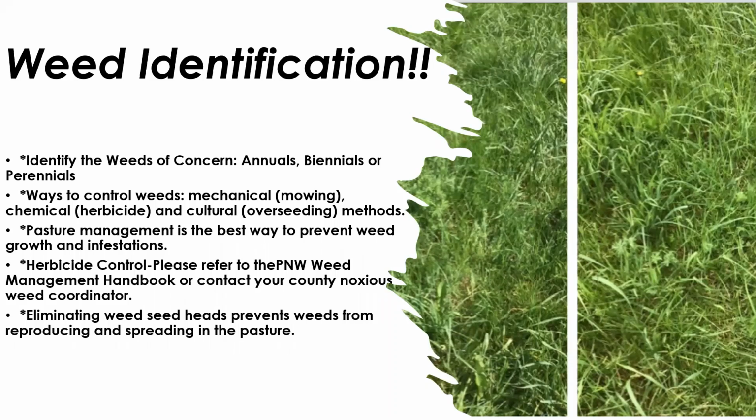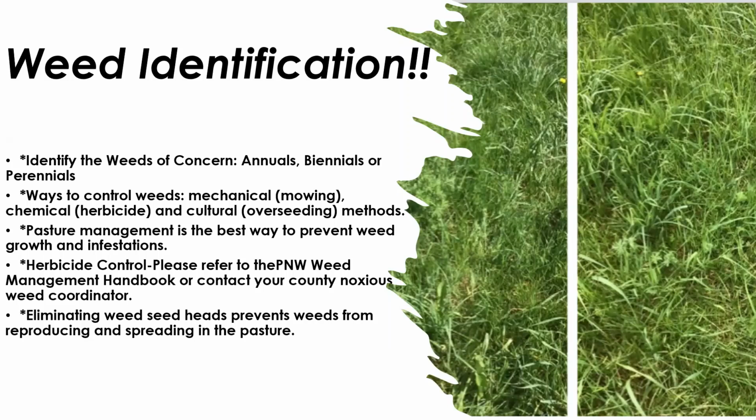Some key definitions to remember: annuals live for 1 year, biennials live for 2 years, perennials live for 3 or more years. Ways to control weeds: there's mechanical, like with a mower; chemical, like spraying herbicide; and cultural, like overseeding, attempting to choke the weeds out, are just a few methods. Pasture management is the best way to prevent weed growth and infestations, meaning doing something to help is better than nothing at all.